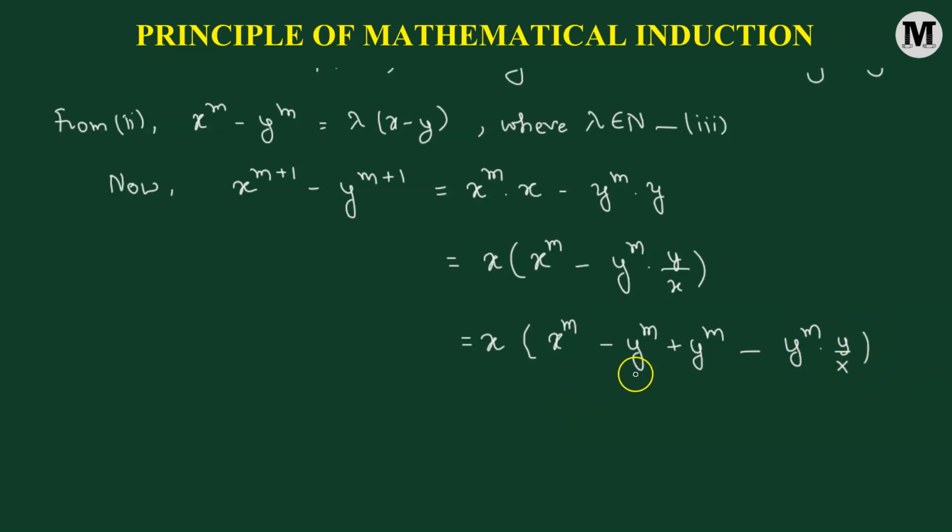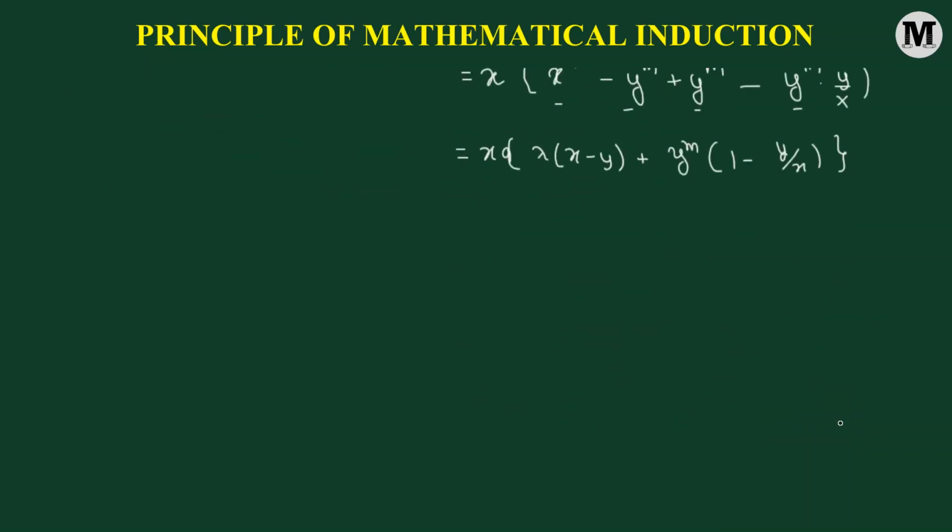Now the reason why we took this extra term is that from the first and the second term, we can replace x raised to the power of m minus y raised to the power of m with lambda times x minus y. So the first and the second term combine to give us lambda times x minus y, added to, now we can take y raised to the power of m as the common factor from the third and the fourth term. If we take y raised to the power of m, that will get multiplied to 1 minus y over x.